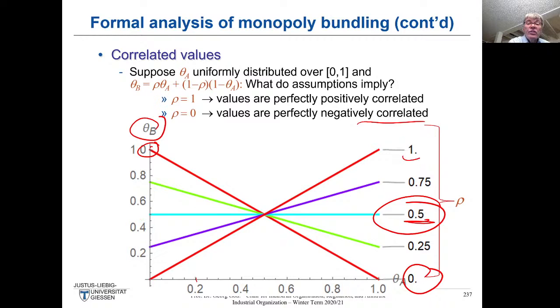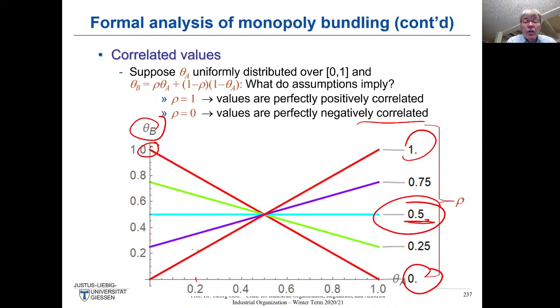If rho is equal to 1, bundling doesn't matter, because if you sell a bundle, you can equally say you sell product A at 0.2 and product B at 0.2. Everyone will buy. You have exactly the same consumer. So no advantage to bundling.